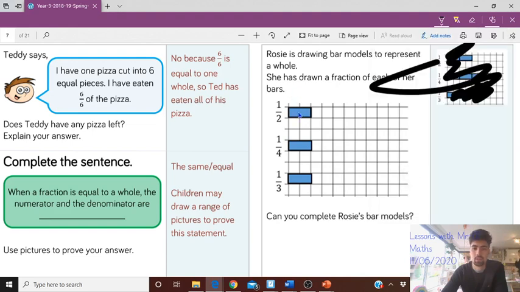So that's 1 part, and I need 2 parts. And the blue bit is 1 part. For 1/4, I'm going to need to show 4 equal parts. There's 1/4 blue. See if you can fill in the rest.